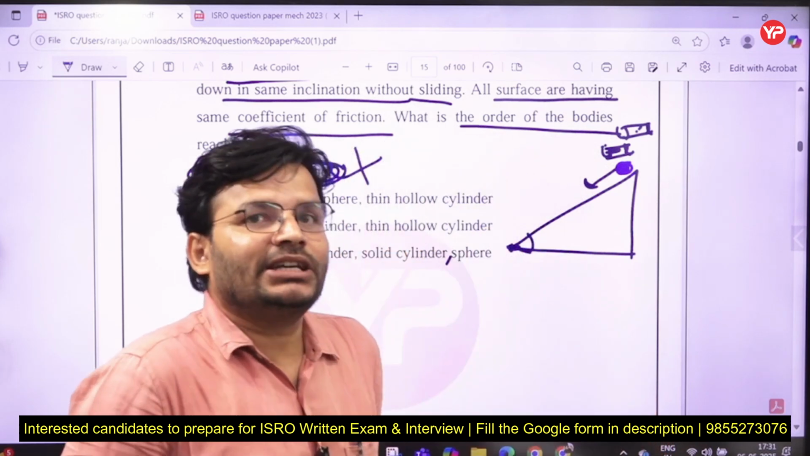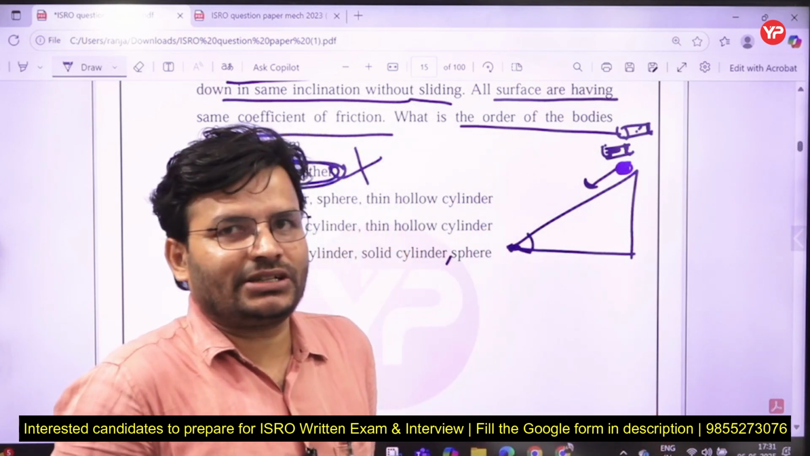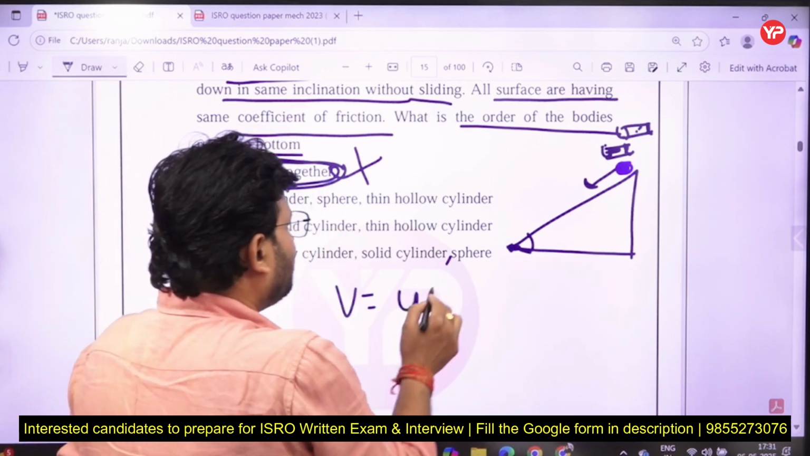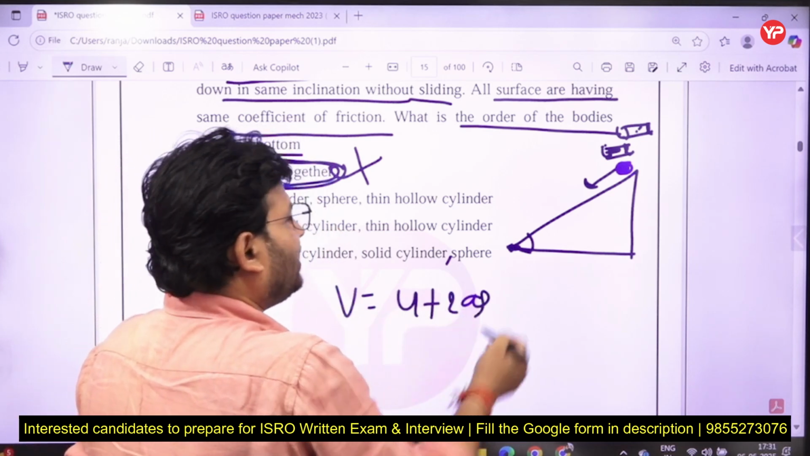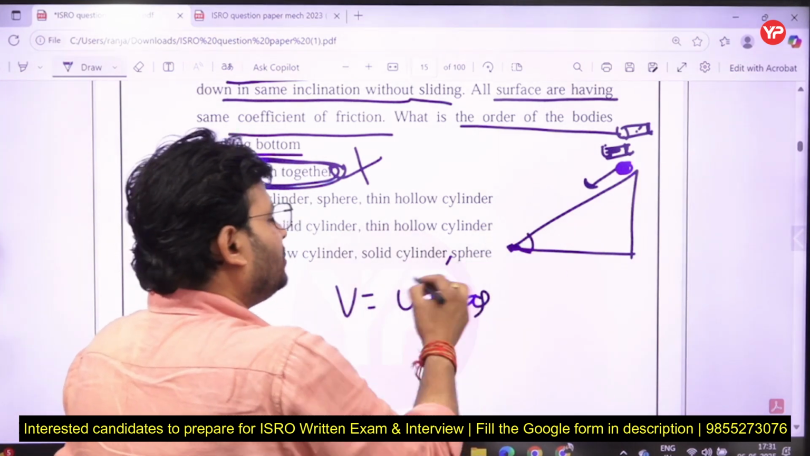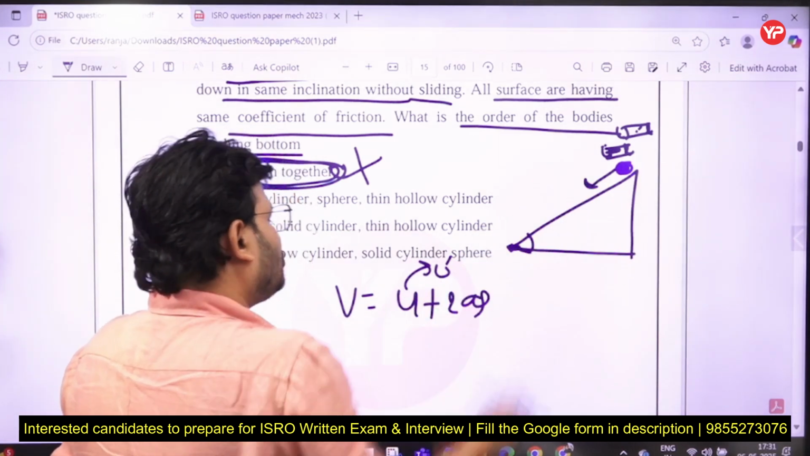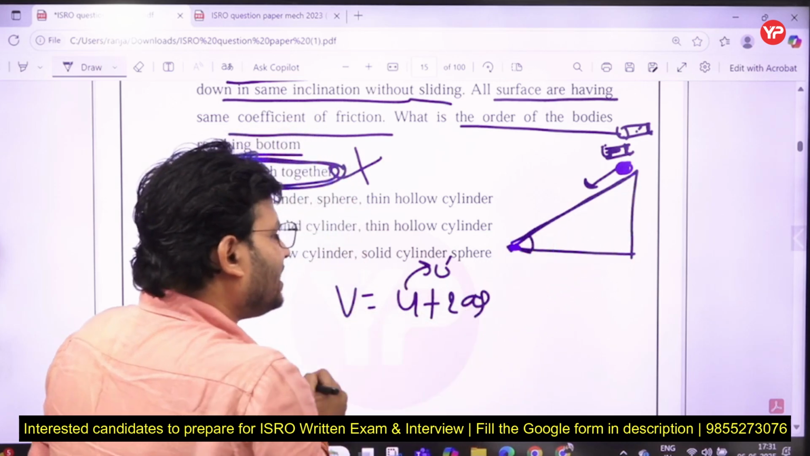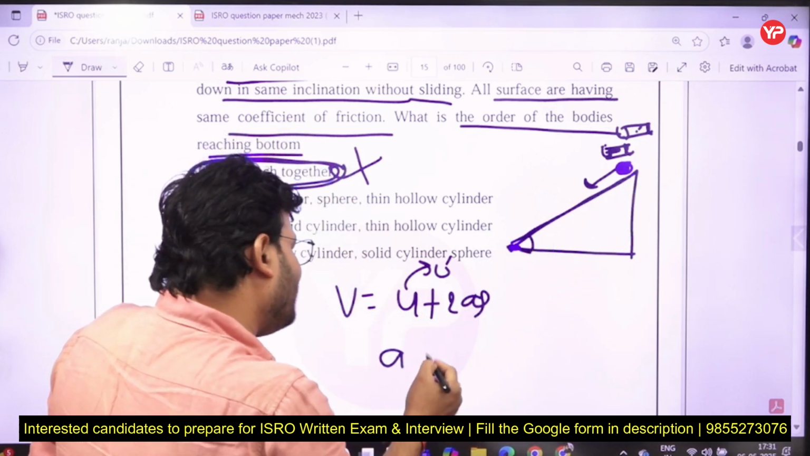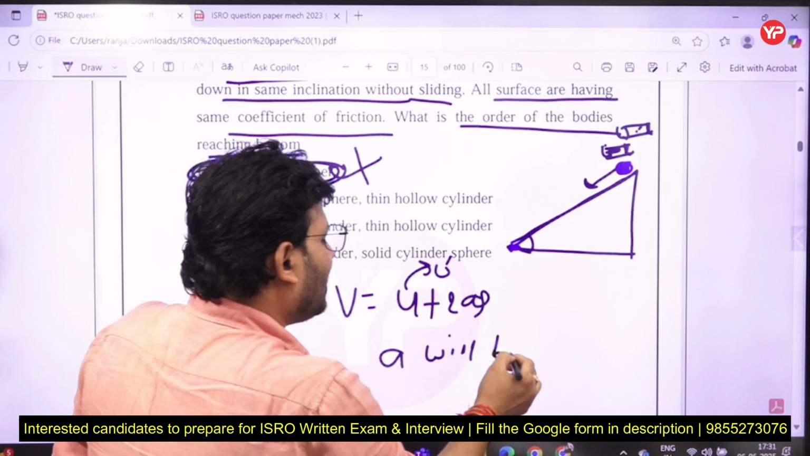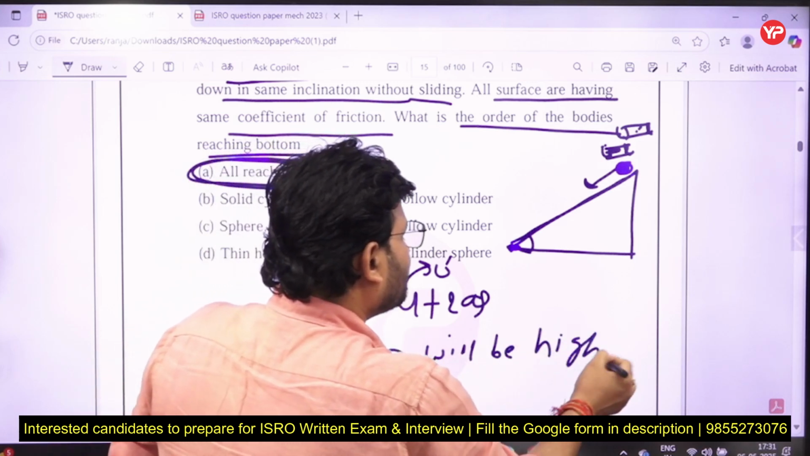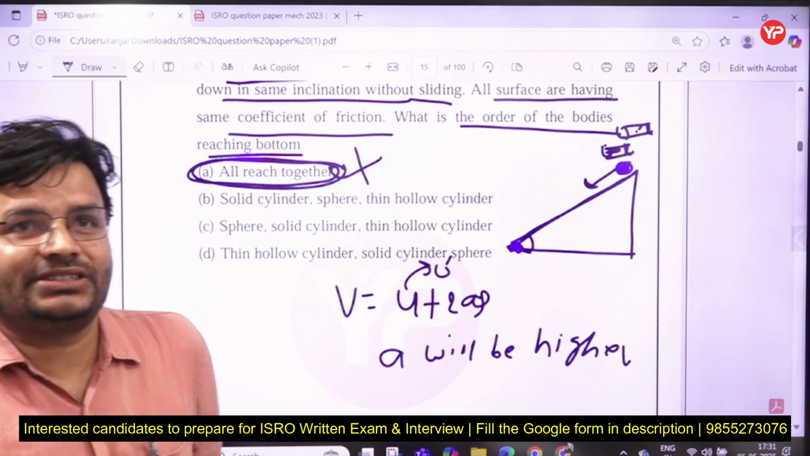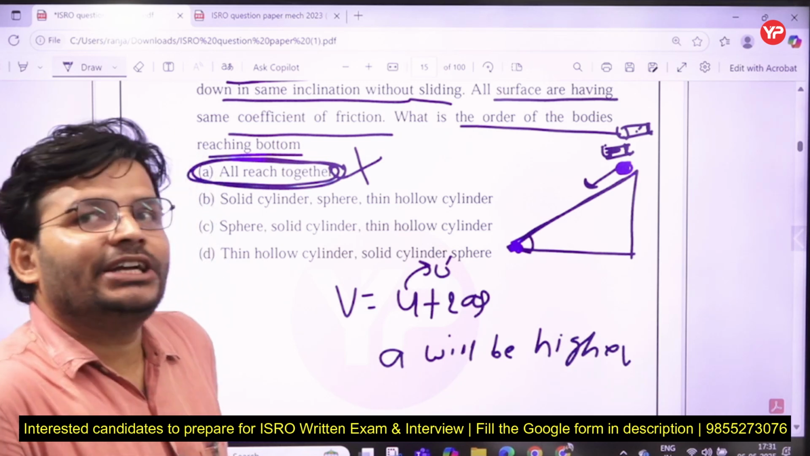Sir, I can say the body having the higher acceleration will come faster, because v squared is equal to u squared plus 2as. The initial velocity u is 0 for all the bodies, and s, the distance traveled, is the same. So the body with higher a will have higher velocity, so it will come first.